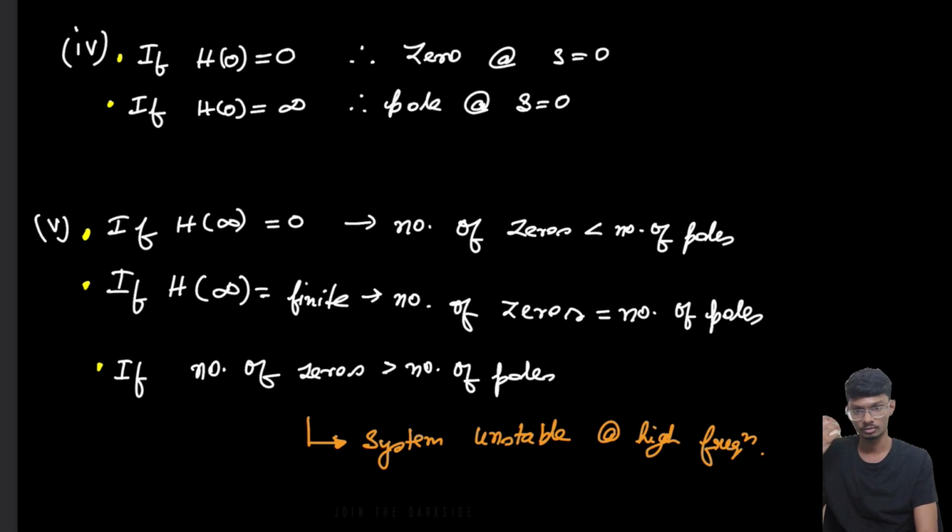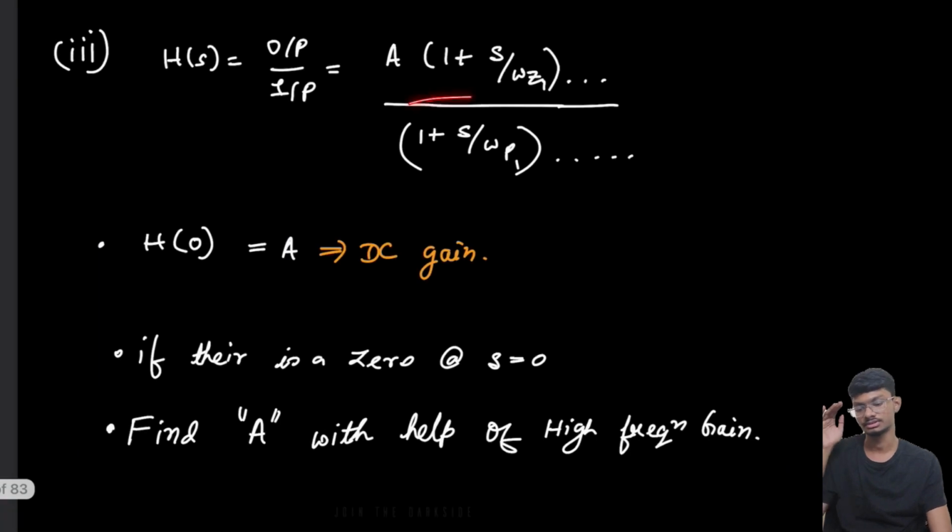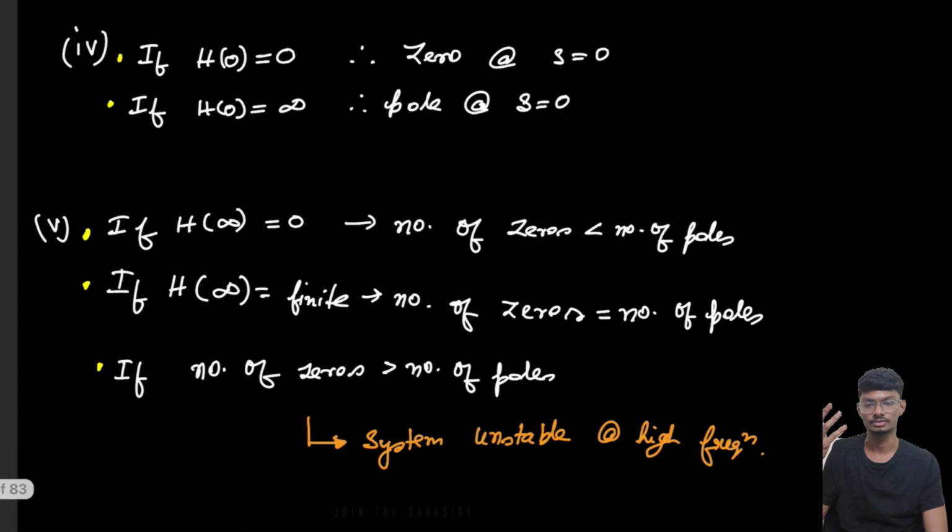A few people who already know about them can relate. What is a pole? A pole is basically when we get infinite gain at that particular frequency, and a 0, as the name says for itself, is when we get 0 gain at that particular frequency. So if h of infinity is 0, the number of zeros is less than the number of poles. Basically, at infinite frequencies, if we are getting 0 gain, then the number of zeros in the numerator will be less than the number of poles. Poles will be more. That's why at infinity this whole equation will go to 0.